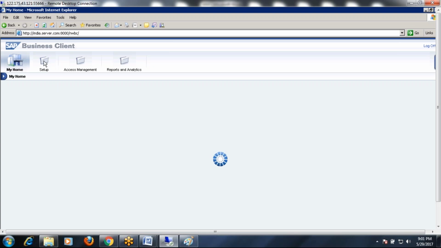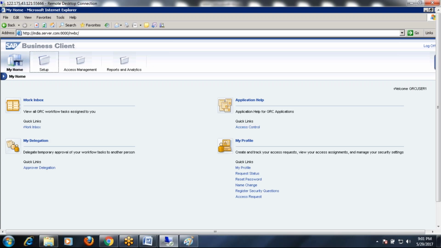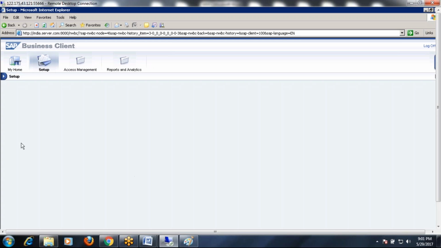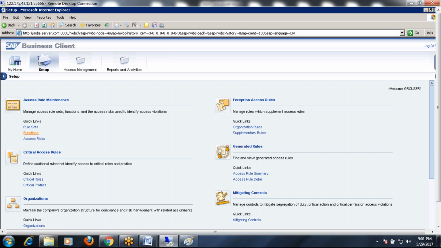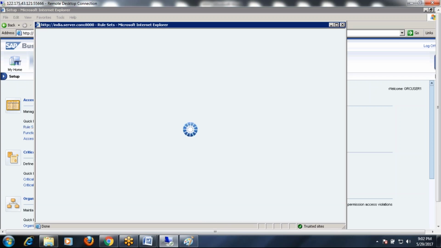So as soon as you enter the NWBC transaction, the page opens, and in this page click on setup. So here you have the information, access rule maintenance. Here you can manage access rule sets, functions, access risks, and use them to identify access violations. So these are the things you can do in this particular area. So this is rule set, functions and access risks. First let me click on rule set and show you what rule set names we have here.